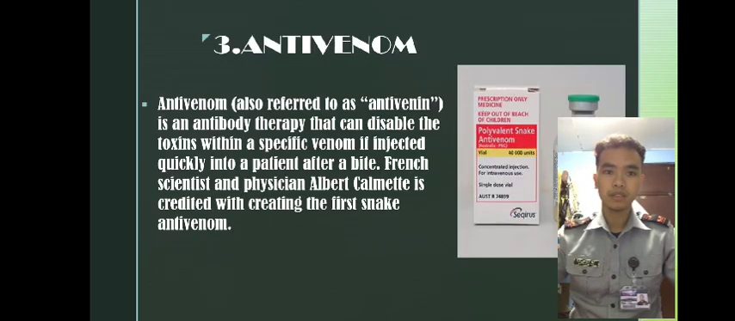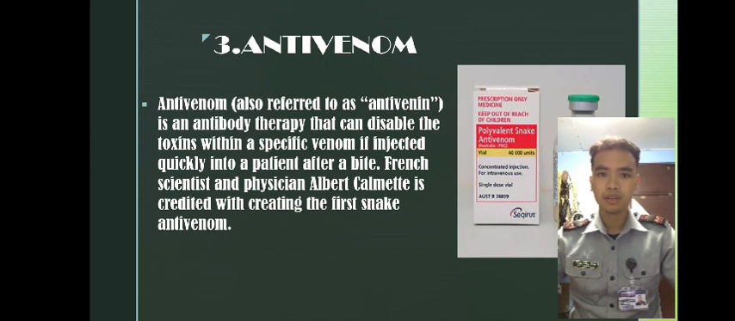Third on what we'll be discussing is antivenom. Antivenom is used to treat snake or spider bites by neutralizing the venom in the body. Antivenom, also known as antivenin, is a biological product made from animal serum that is used to treat venomous snake or spider bites. The serum contains antibodies that are produced in response to exposure to the venom, and these antibodies can neutralize the toxins in the venom and prevent further damage to the body.